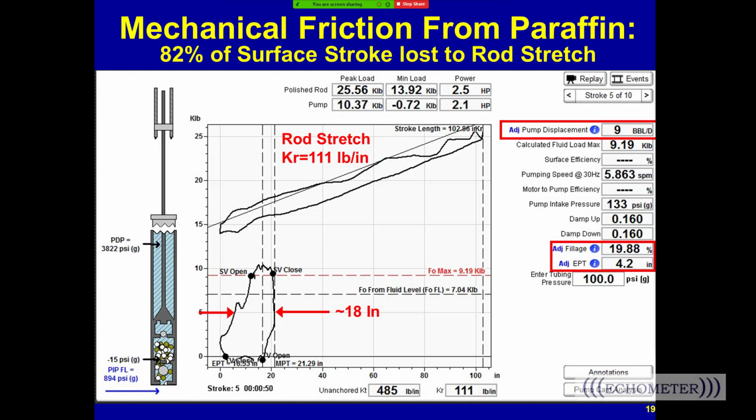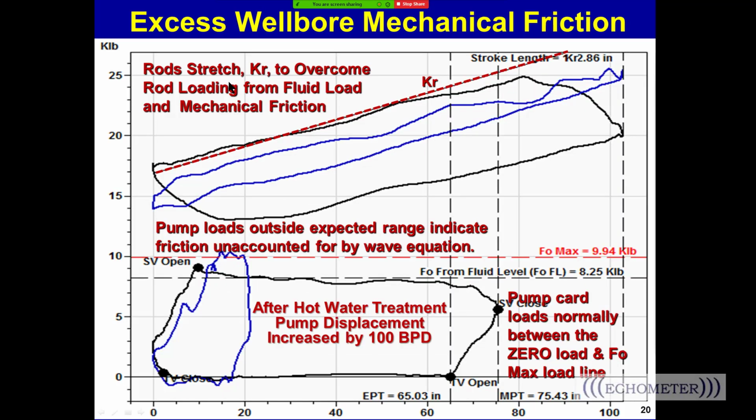And so once they treated the well, you can see that the blue is the previous data that we just saw. The black is once they've treated the well with paraffin, and now you have increased production out to 100 barrels per day versus 10 before. And notice that the pump card just goes up to the height where it should be based on the load calculated from the fluid shot.